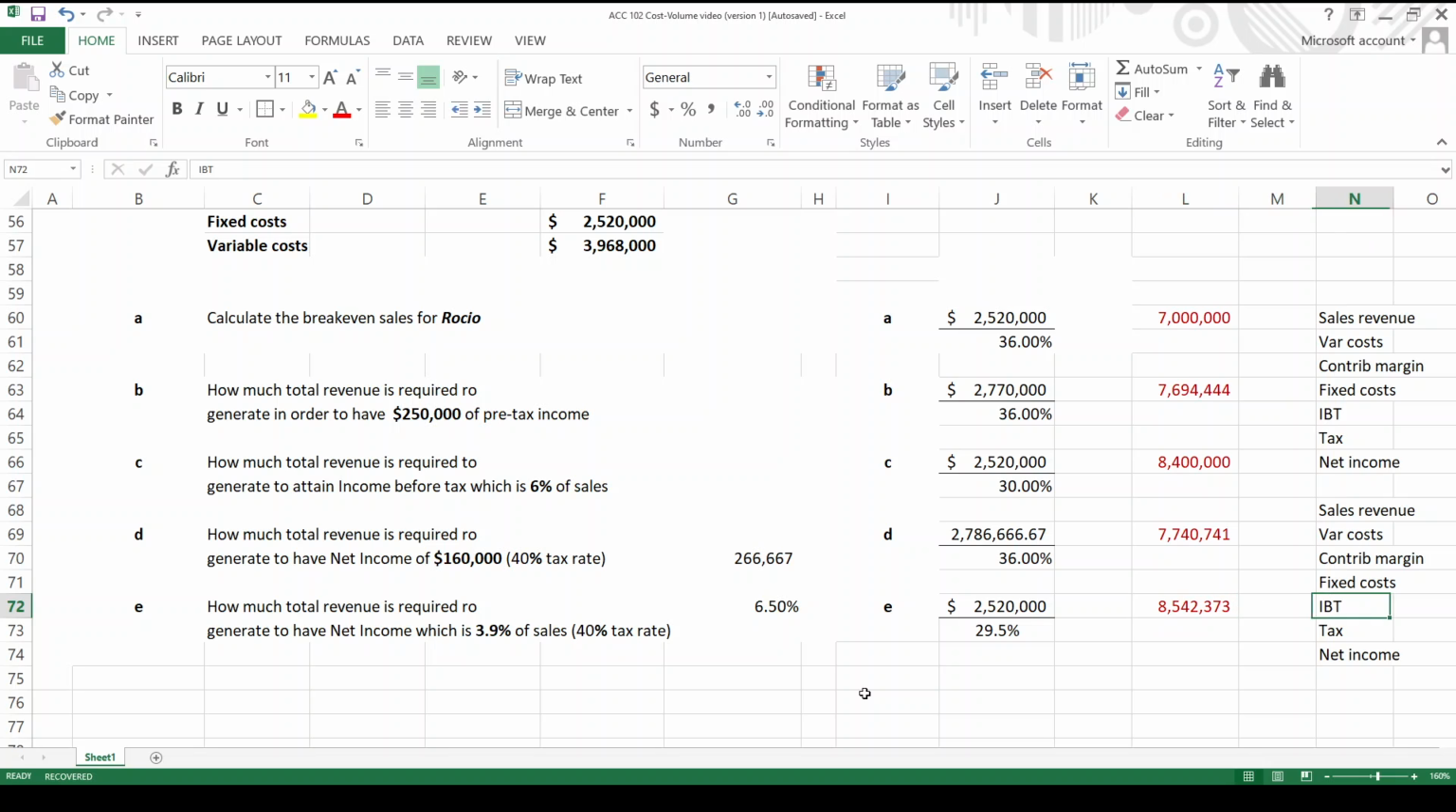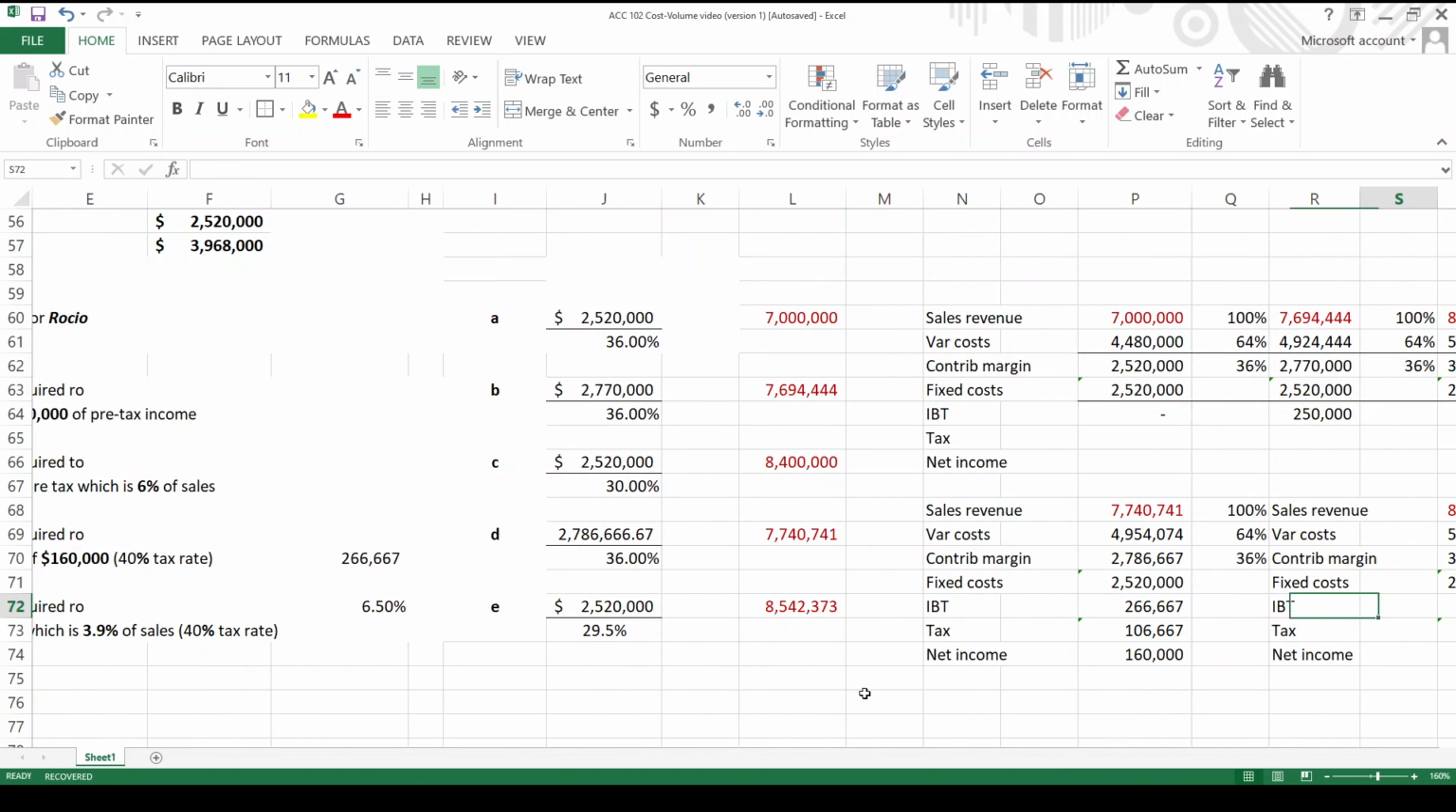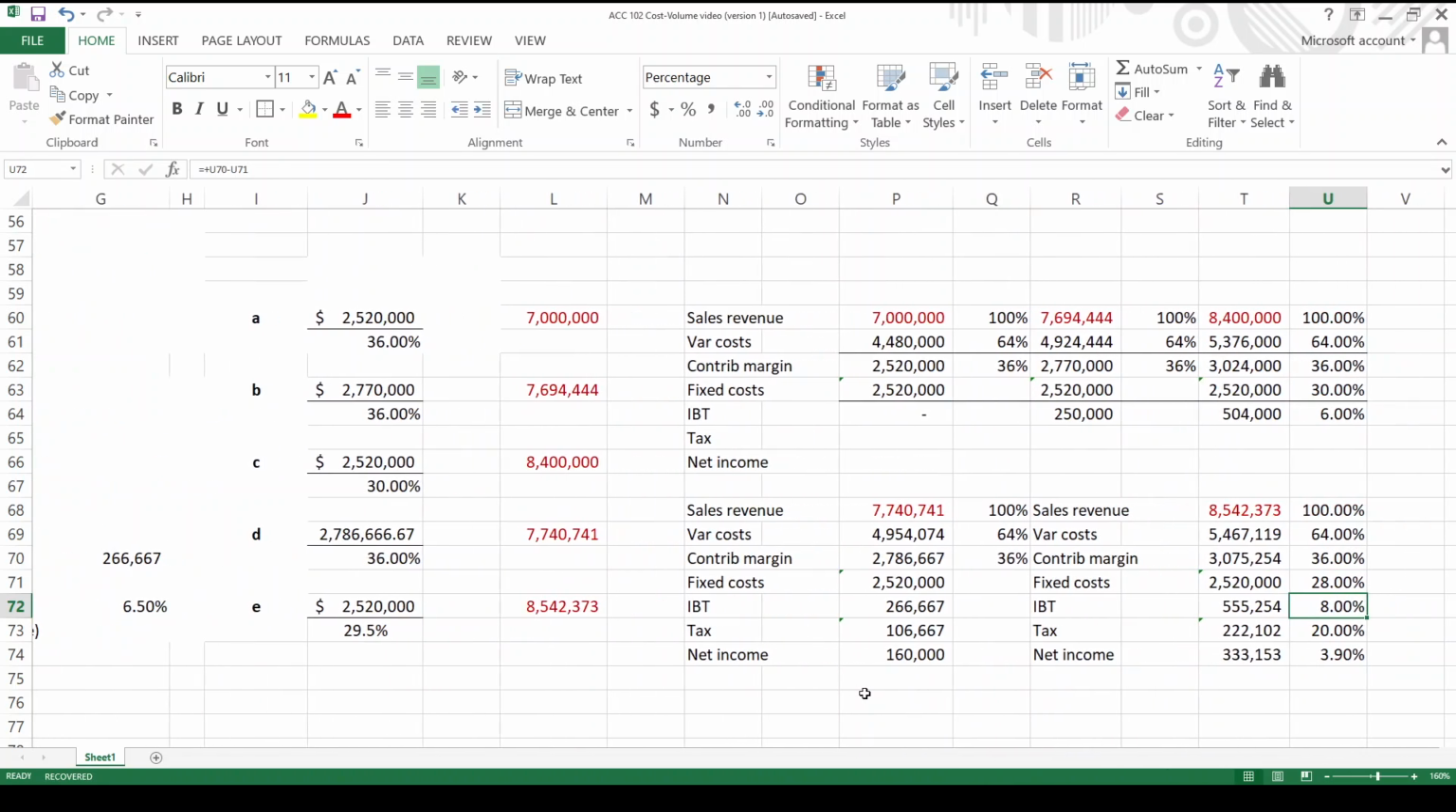Now let's see if these proofs work out. Looks like the numbers went in there automatically. All right, so there's our 7 million. And we said that was the break-even point, so that works. This is 7694, and we were supposed to get 250K of IBT, so that one worked out.